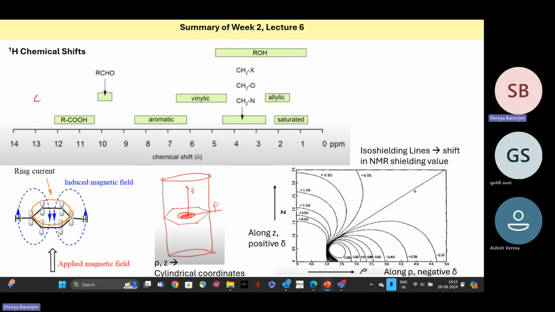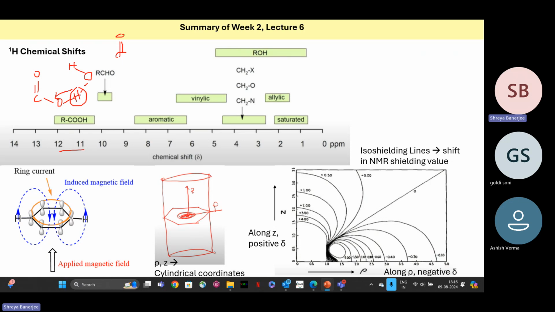And why is it that downfield shifted? You can imagine COOH. Not only is there a strong electron withdrawing effect, but there can also be hydrogen bonding to another COOH molecule. So just imagine another COOH molecule. Because of hydrogen bonding, this hydrogen is even more deshielded and it appears at very high ppm values, around 11 to 12.